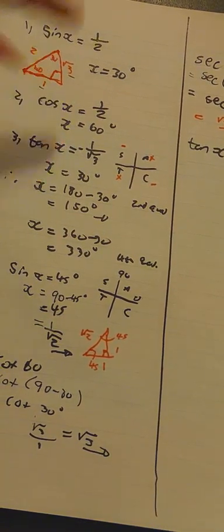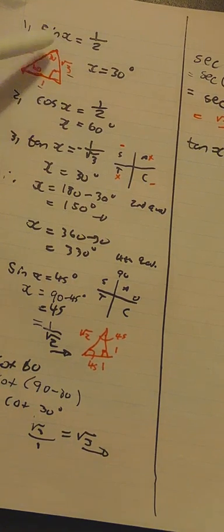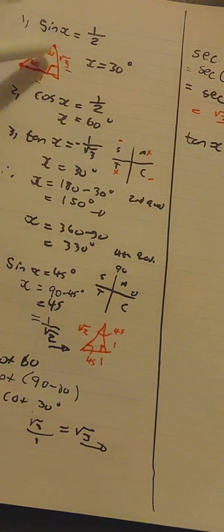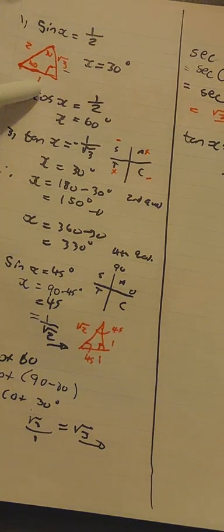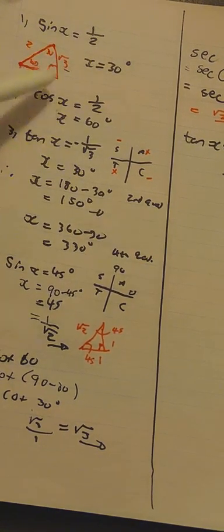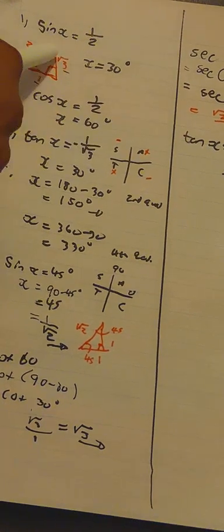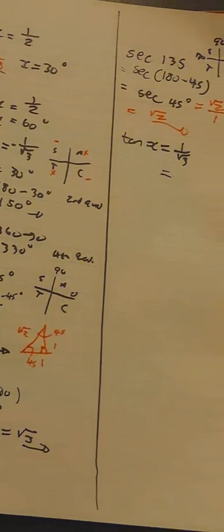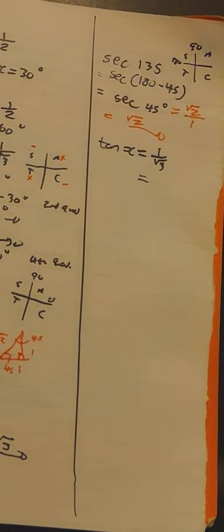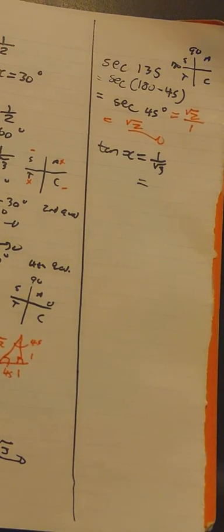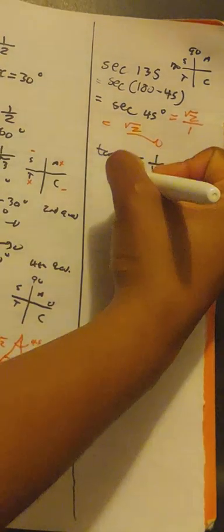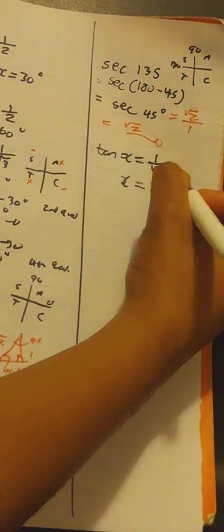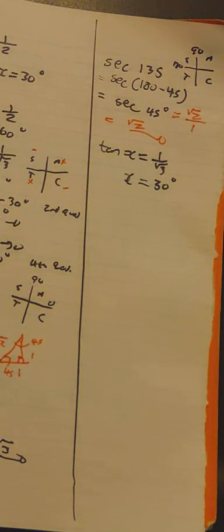Tangent of 1/3. Which one is opposite? And which one is opposite to 1? The 1 is opposite and the adjacent is 3. Remember, tangent is opposite over adjacent. So x will be equal to 30 degrees, because that angle was 30 degrees.